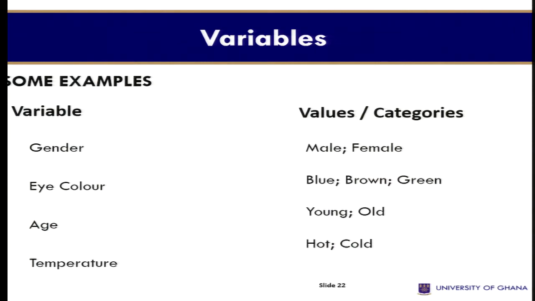Let's take another example, eye color. People have blue, brown, or sometimes you can even have an eye color that is green. These are the categories of eye color. So we say eye color is a categorical variable. In terms of age, one can be young or old. So young and old are the categories of age.